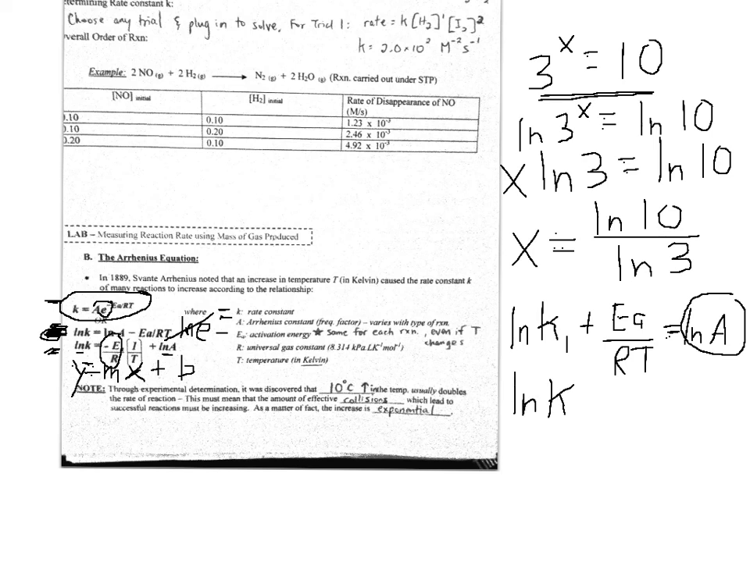if we write that out, natural log of the second rate constant, K2, plus the activation energy over RT, that's also equal to the natural log of A. So in other words, this equation and this equation are equal to each other. So if we know the rate constant for the two different temperatures, we can work to solve for the activation energy. Okay, and that's what some of these practice problems are going to have you do.